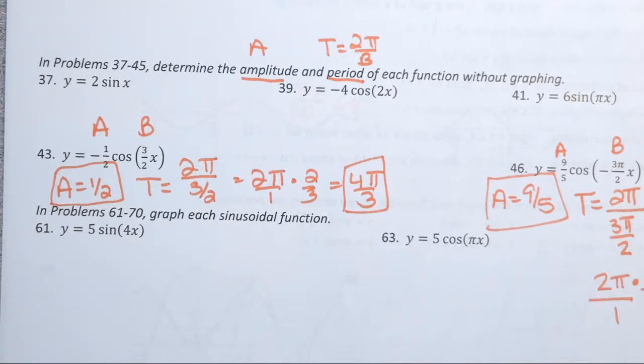We are flipping the bottom fraction. I don't put it with the 2 pi. You're flipping 3 over 2, what? Pi? Yes. Okay, don't do that.